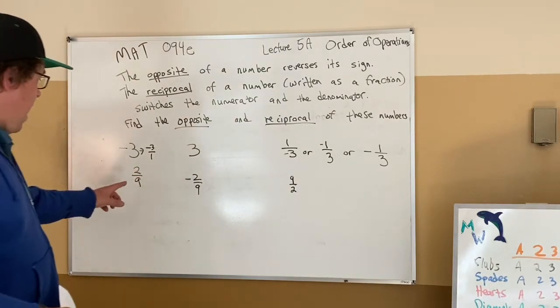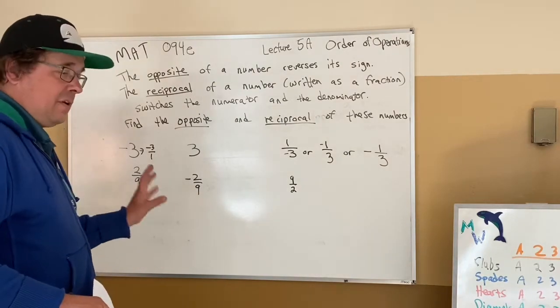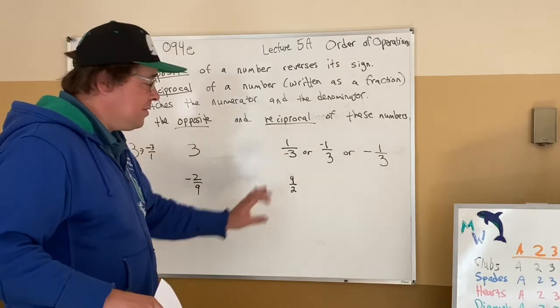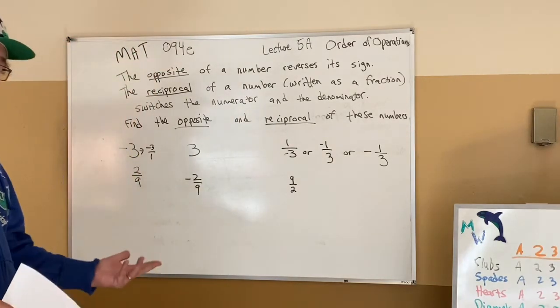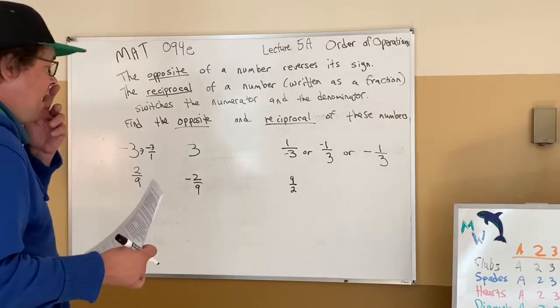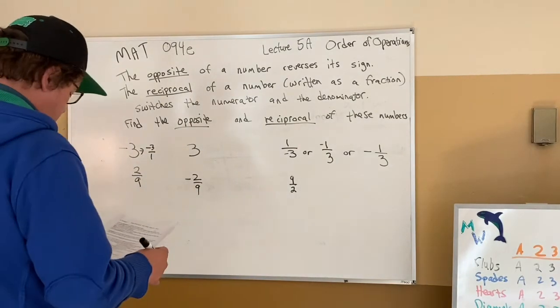Like I said, when you add two opposites, you get 0, which is the neutral value for adding. When you multiply two reciprocals, you get 1, which is the neutral value for multiplying. So they have their purposes, and they have their ways of neutralizing a number that we already have.